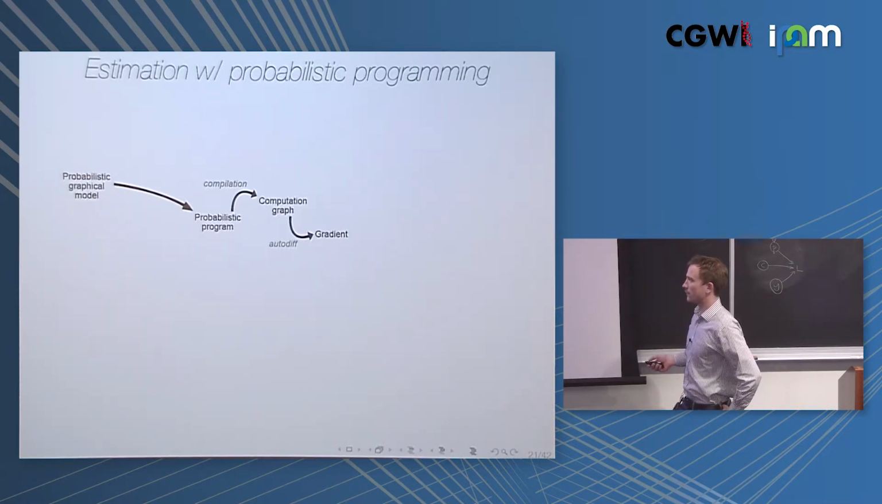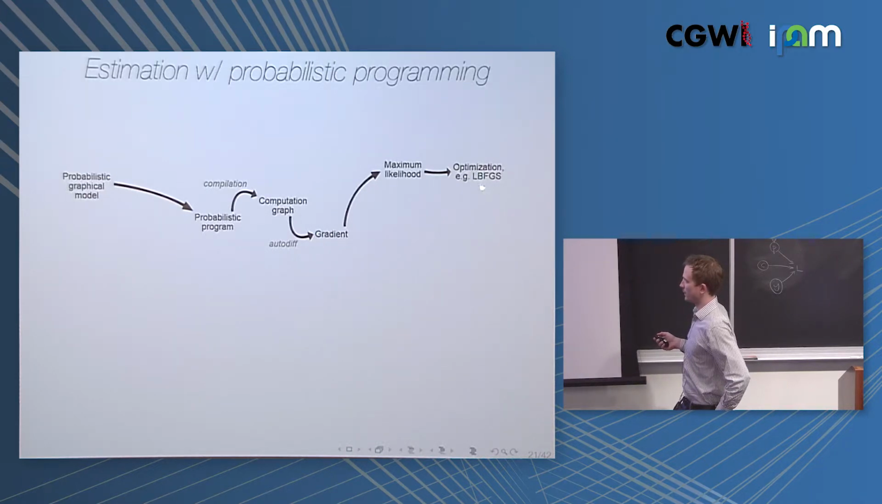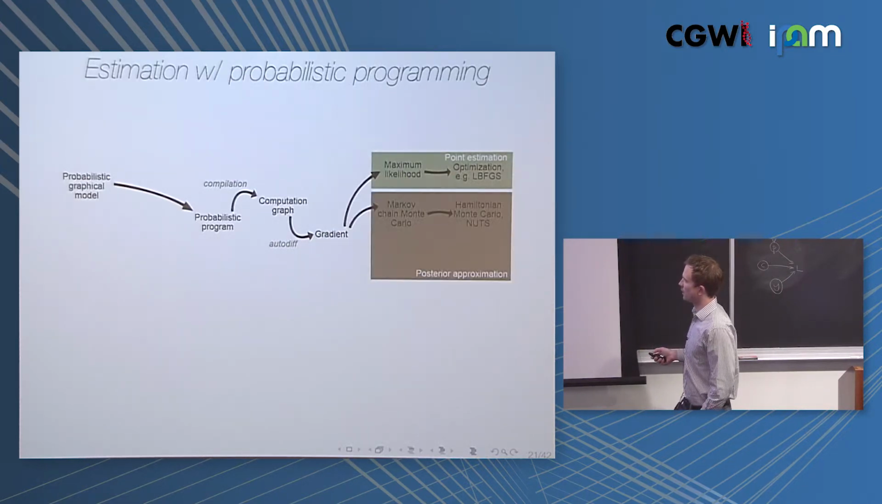Once you have the computation graph, you can use what's called automatic differentiation to work out how to calculate gradients automatically. And once you have gradients, you can, for example, do maximum likelihood using optimization, say using L-BFGS, which is a popular and performant optimization algorithm when you have gradients. This would be an example of doing point estimation. But as we saw with the Harlem Shake example, you can also use gradients in Markov chain Monte Carlo methods, particularly through Hamiltonian Monte Carlo or its variants.